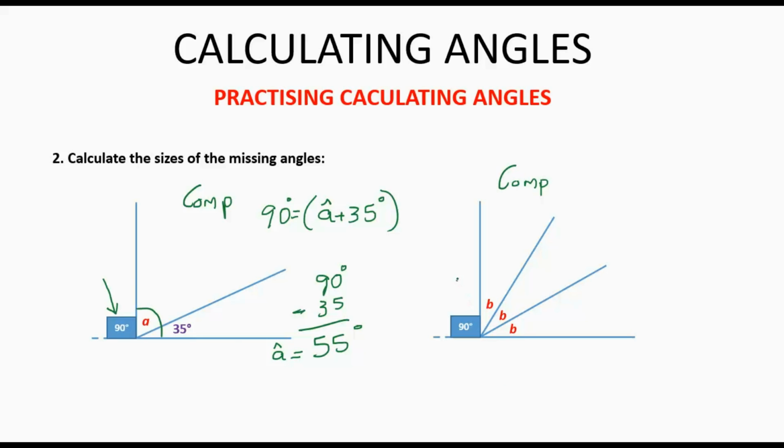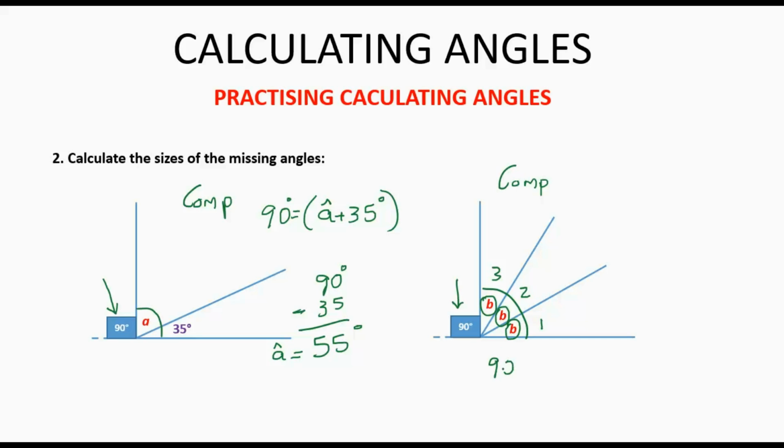Look at this, the same again. We've got a 90 degree angle here, which means this is 90. But now this angle here has to be divided up into 1, 2, 3 equal sized angles. How do I know they're equal? Because they're all labeled with the same letter. This is very important in geometry. If the letters are different, it means the angles are different sizes. If the letters are the same within one geometrical shape, it means that the angles are also the same.